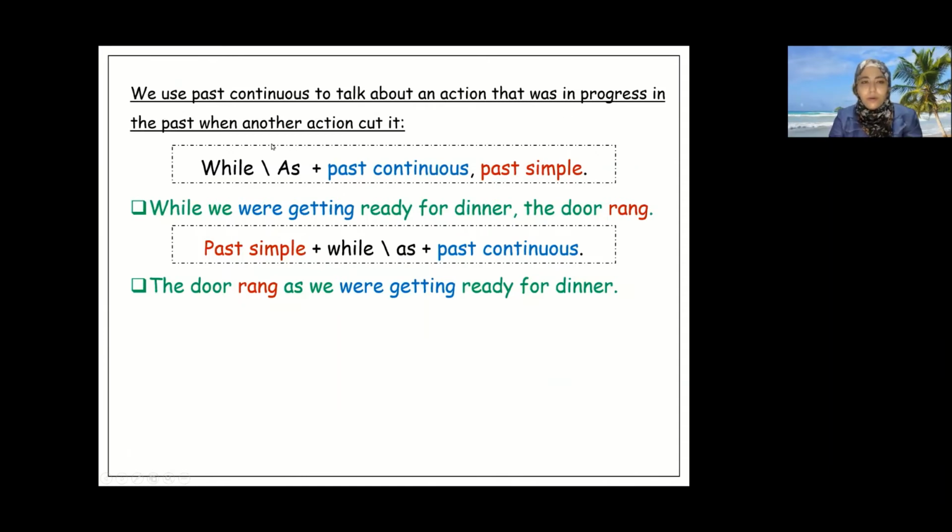Also, we use the past continuous to talk about an action that was in progress in the past when another action cut it: while or as plus past continuous plus past simple. So if we have while or as, we use past continuous directly after it, and in the second clause, we have the past simple.